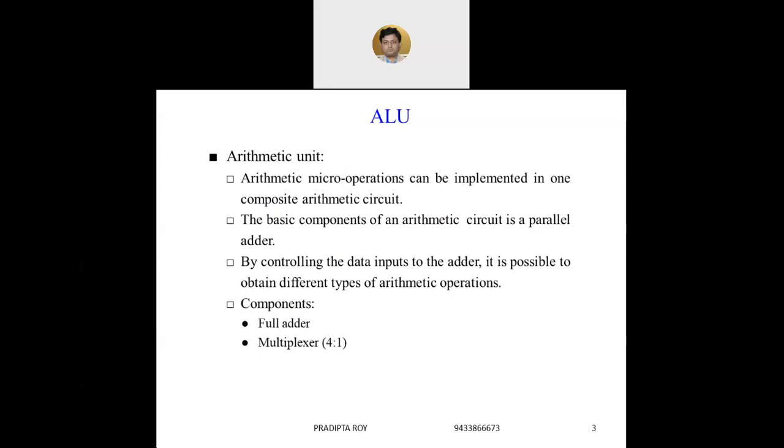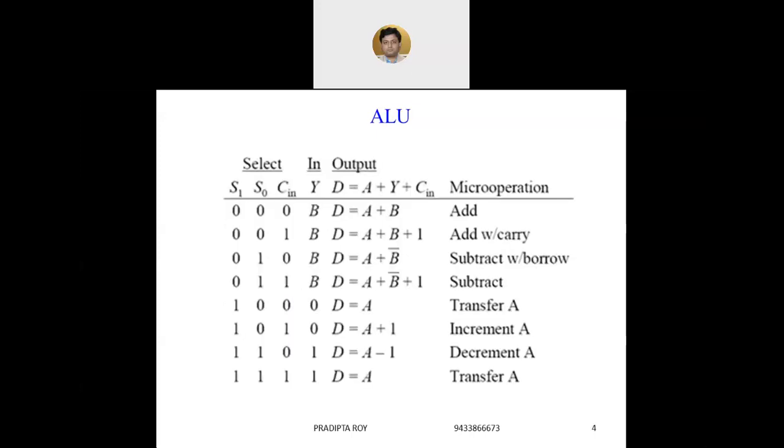Arithmetic units carry out the micro operations that can be implemented in one composite arithmetic circuit, which requires a parallel adder. By controlling the data input to the adder, it is possible to obtain different types of arithmetic operations. So in the arithmetic unit, we need only two main circuits, full adder and multiplier. With these circuits, we can perform all these types of operations.